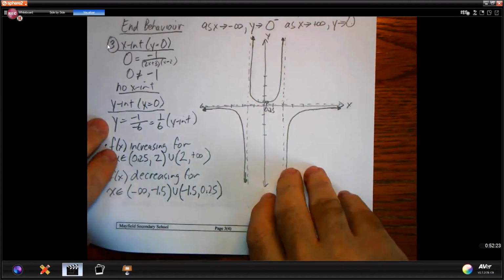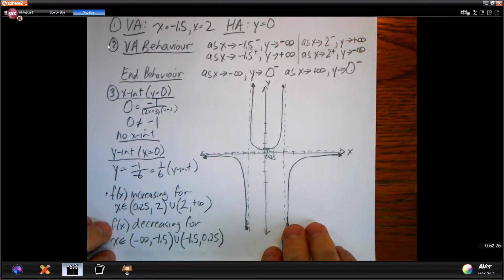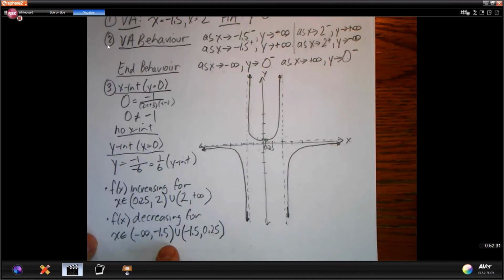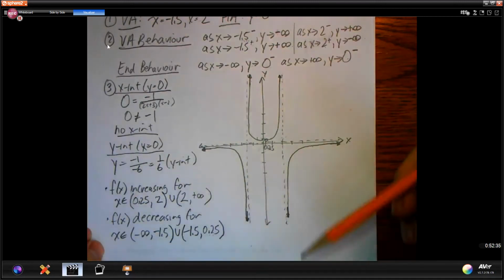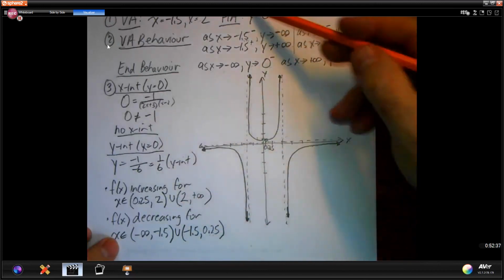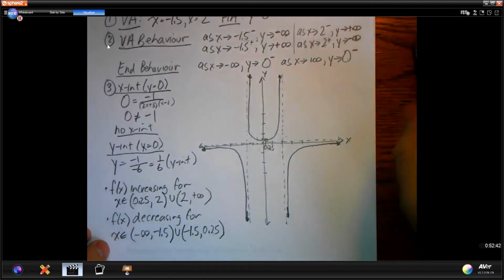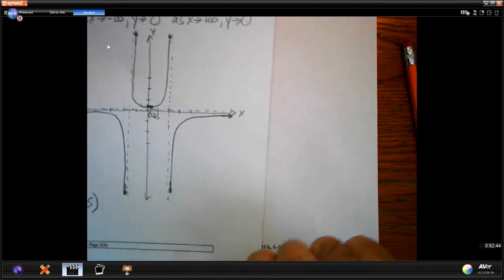Okay, so hopefully that makes sense. You can see we're using the same skills as before. This time we've added in intervals of increasing or decreasing. Imagine how hard that would be to do without seeing the sketch. So definitely, do the sketch and then figure out the intervals.